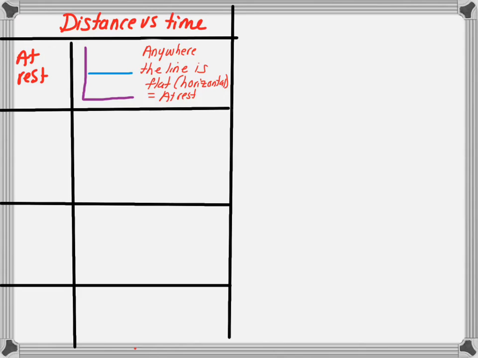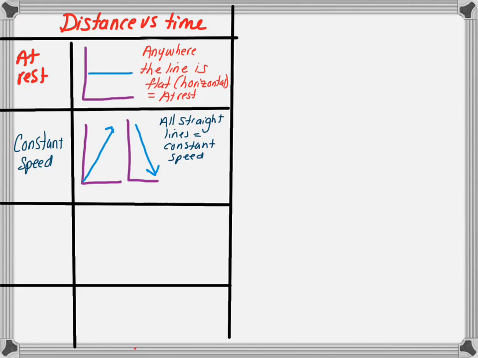The next one is constant speed, okay? So anytime you're moving at a constant speed. So again, drawing my graph. Here's an example. Actually, I'm going to draw two different graphs, okay? So if you're moving at a constant speed, then the lines will be straight. Doesn't matter, not flat, but straight. It's a straight line, okay? It can be going up or down, all right? So all straight lines equal constant speed.